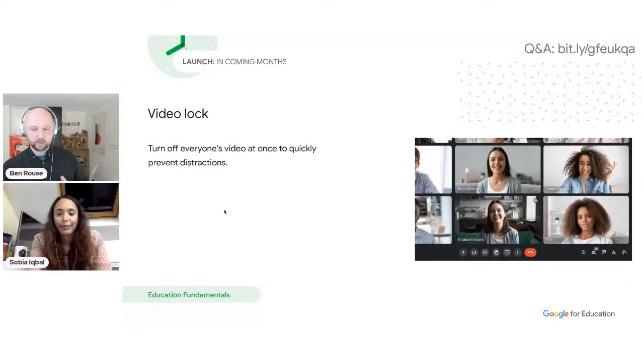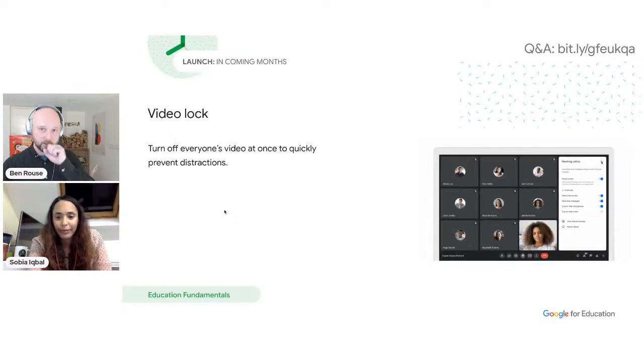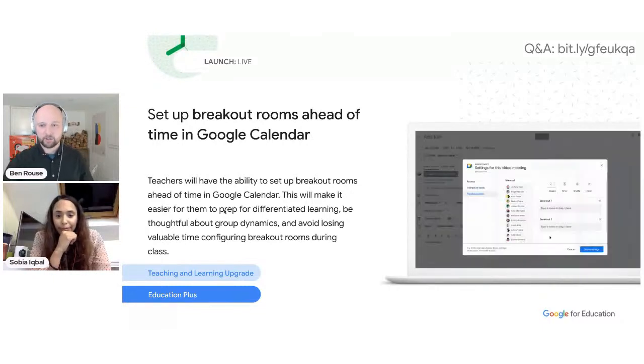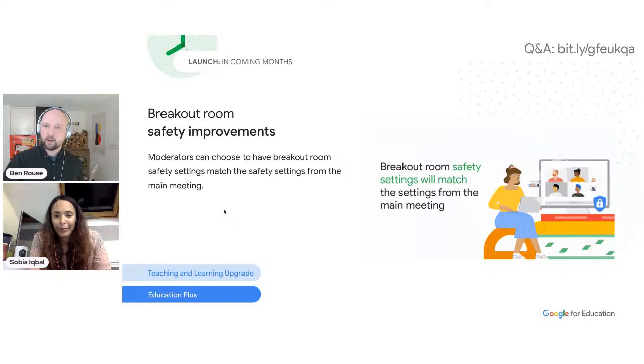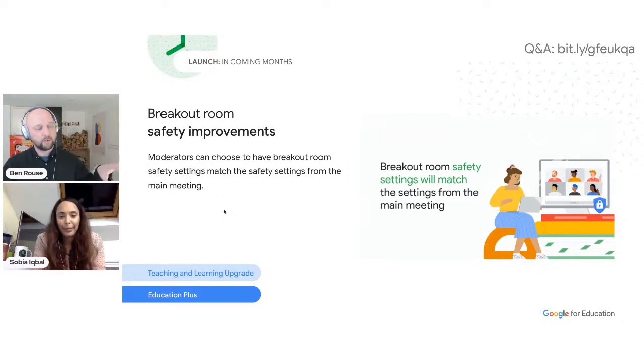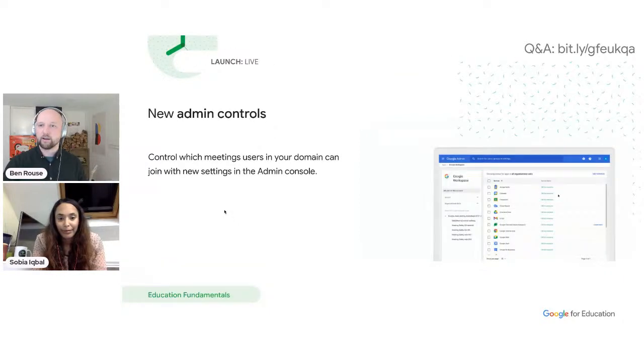You also saw the security features to lock different aspects, including, coming soon, the ability to lock video. And as you saw, I set up the breakout rooms, which is a Teaching and Learning upgrade or an Education Plus upgrade, to do those ahead of time in Calendar. I also mentioned that if you've got breakout rooms, then the safety features in the main call will be matched in the breakout rooms, like disabling the chat, turning off videos, that kind of thing.